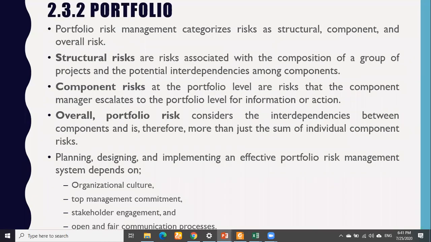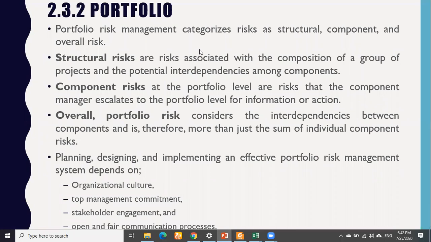Today we will be focusing on portfolio risk management. We are trying to understand how risk management is carried out at the enterprise level, then at the portfolio level, then how the risk management strategies are carried out at the program level, and finally at the project level. The portfolio includes different programs that are designed under the portfolio. So portfolio risk management categorizes risk as structural, component, and overall risk.